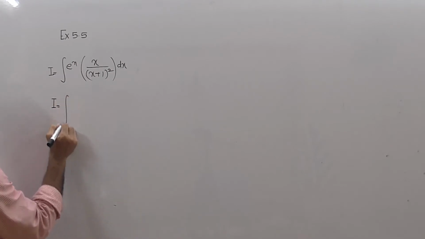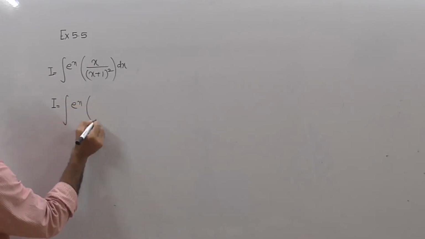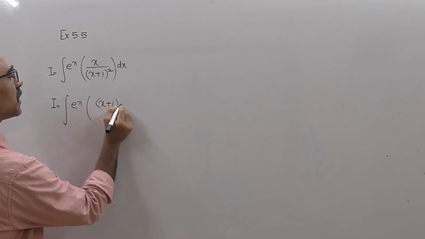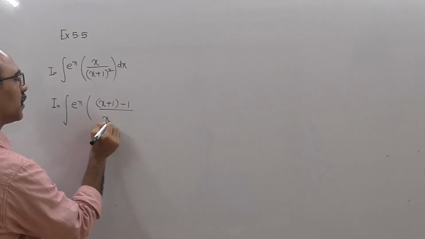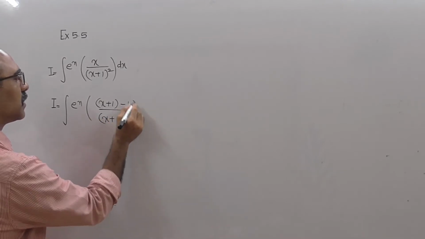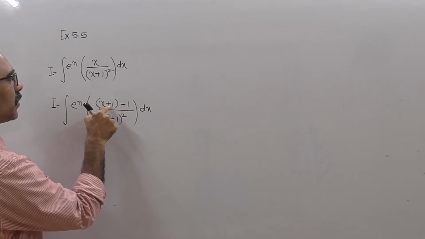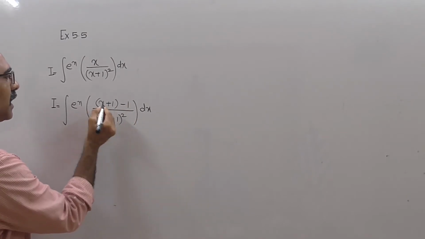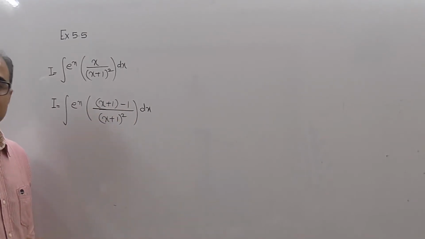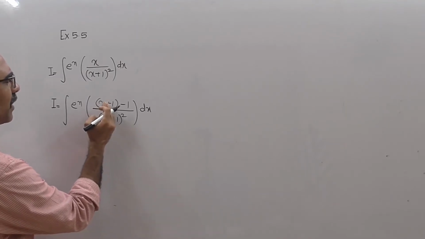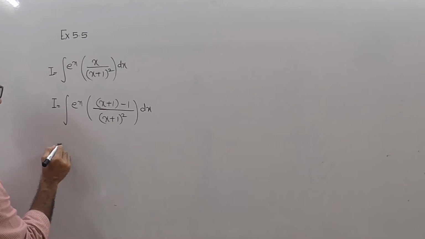I equal to integration e raised to x [x upon x plus 1 the whole square]. What you have to do is this x, you have to write it as x plus 1 minus 1, the whole upon x plus 1 the whole square. So if you open up the numerator, you get plus 1 minus 1, and ultimately you get x only. So you're not making any major change in the question. You're just adding 1 and subsequently subtracting 1.